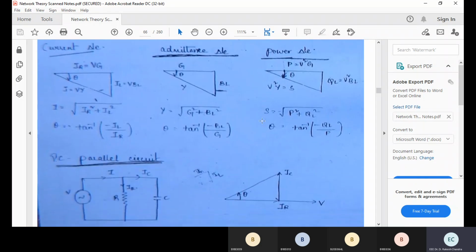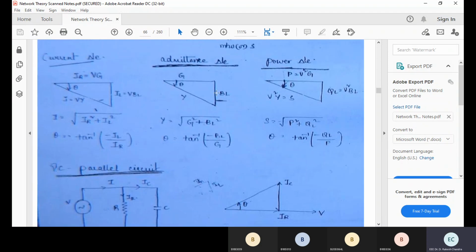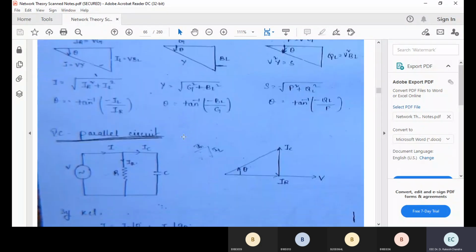Okay, those angles. Your admittance angle, your current angle: instead of the voltage triangle, you are having a current triangle. This is the admittance triangle. So previously we were having a voltage triangle; instead of that, we are having a current triangle. Previously we had an impedance triangle; instead of that, we are having an admittance triangle. The power triangle will be the same. So these are the expressions. Expressions are the same. Your theta is equal to tan inverse of B by G. According to that, we can note down the expressions.